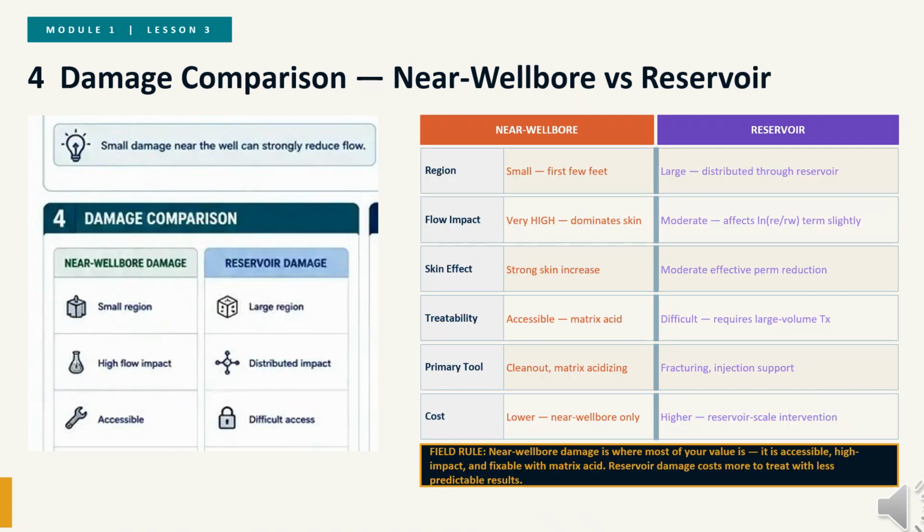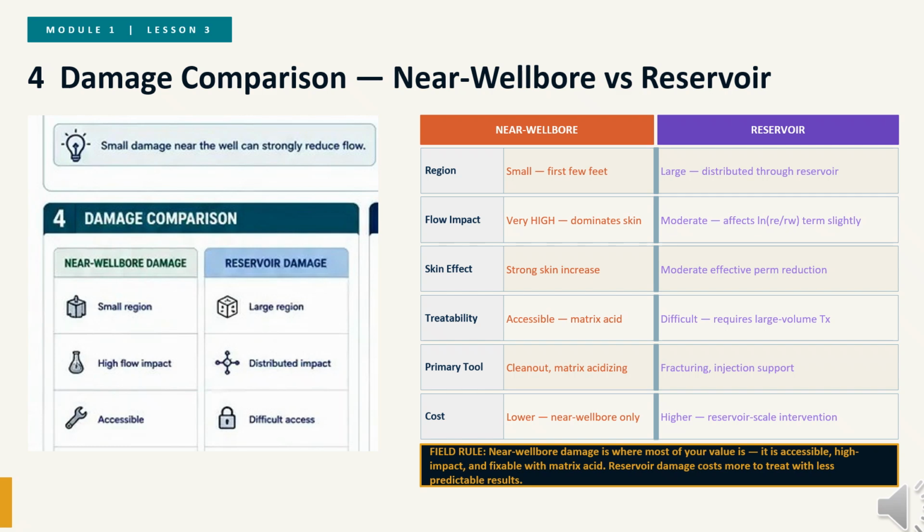Hold this comparison clearly. Near wellbore damage is small, but it dominates flow. Reservoir damage is large, but its effect is diluted. Now look at what matters in the field. Near wellbore damage is accessible. You can treat it directly. Reservoir damage is not. You cannot reach it with standard tools.